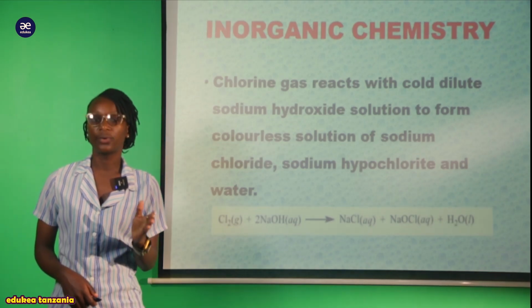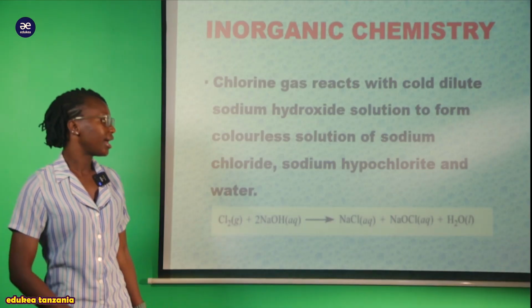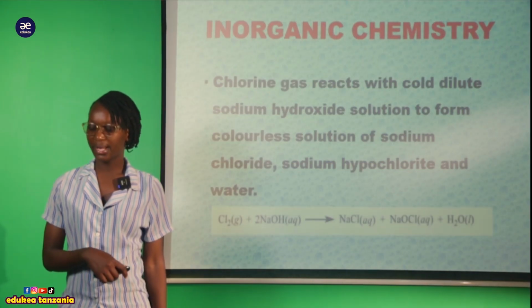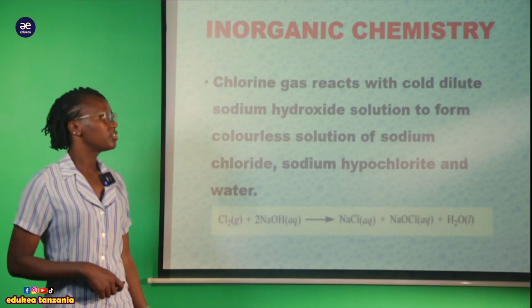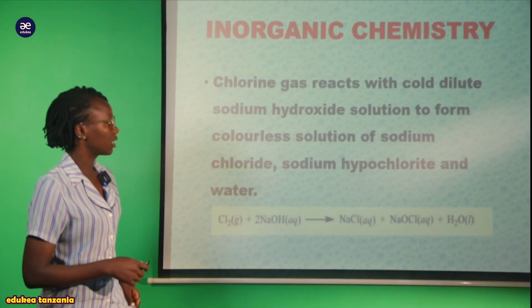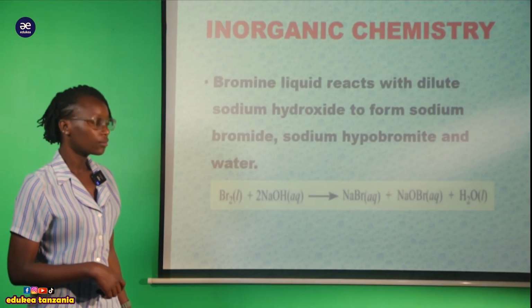But also we are going to form the sodium hypochlorite. It's known as sodium hypochlorite. But also finally we're going to produce the water molecule. So these are the main products involved in the reaction of chlorine gas with the cold dilute sodium hydroxide.